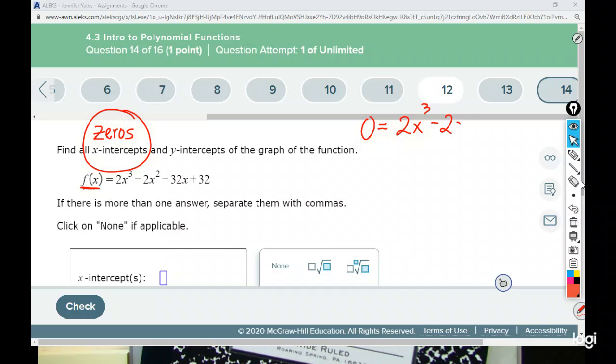I can't do this unless it's factored. My recommendation is to first look for a greatest common factor. Is there one in that polynomial? 2. All right, let's factor that out. Make our lives a little easier.